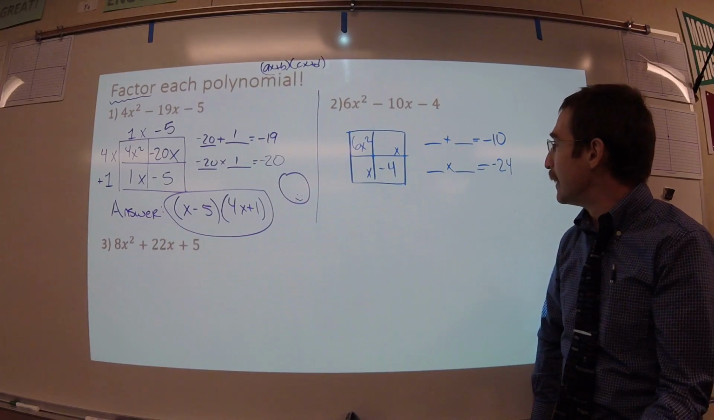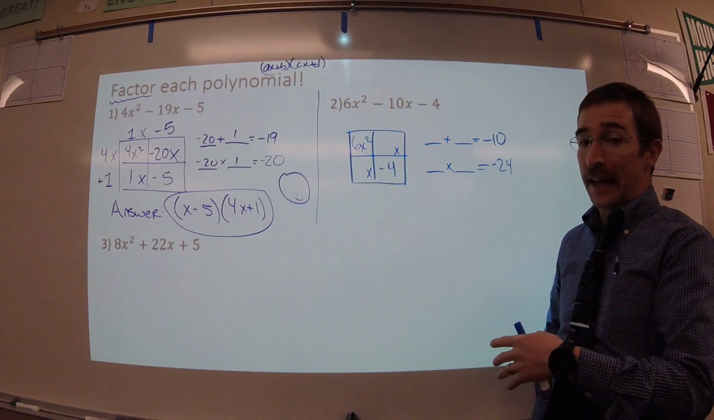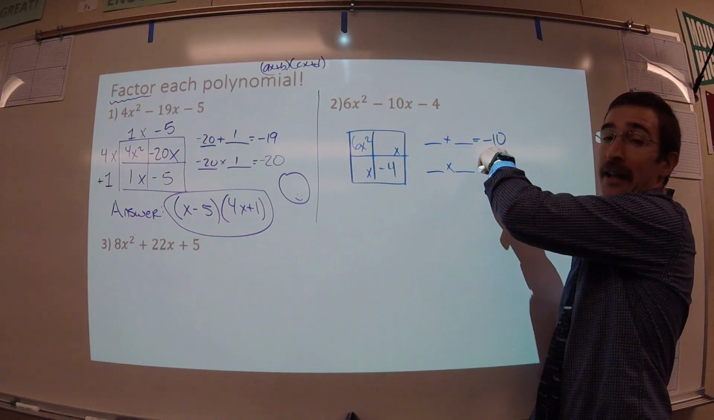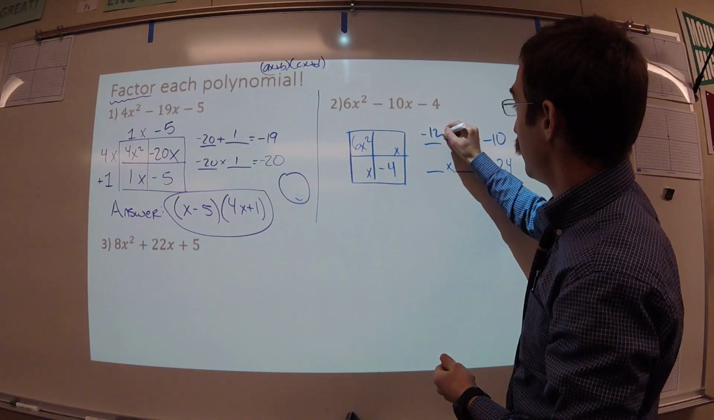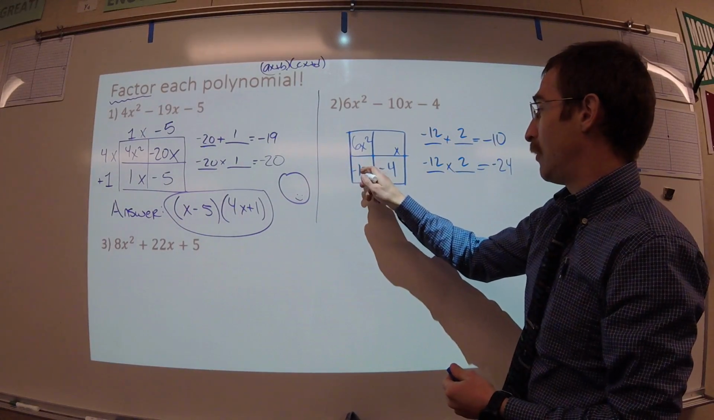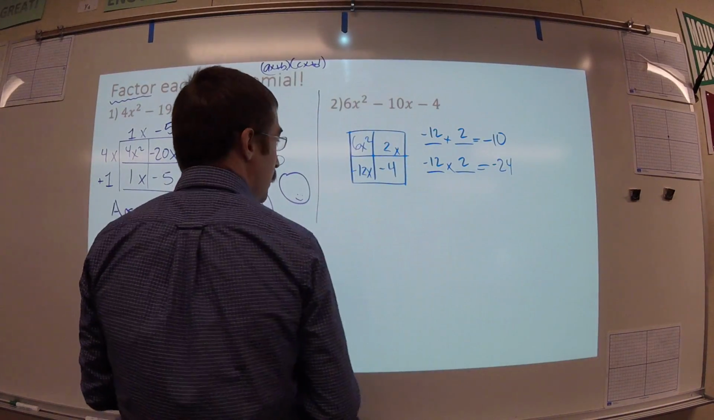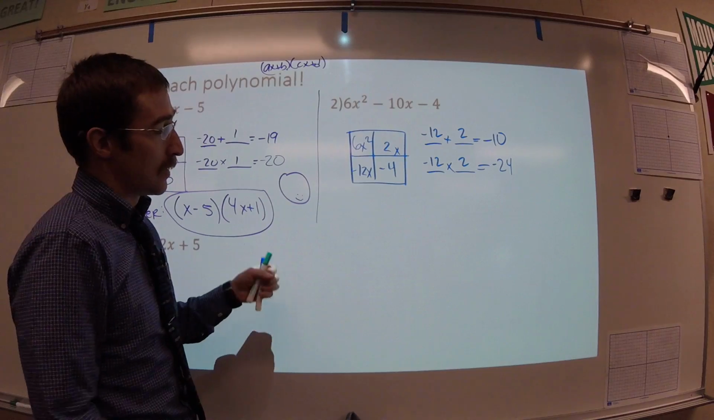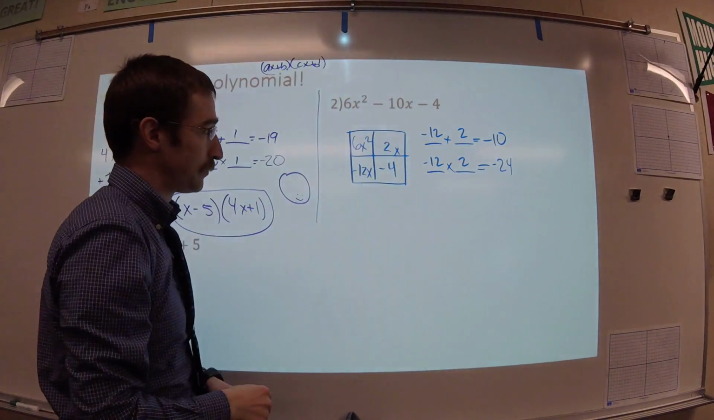24 and 1? Nah. 12 and 2. Which one should be positive? Which one should be negative? Well, they've got to add to a negative, so we're going to make the bigger number, the 12, the negative. So a negative 12 and a 2. So I have a negative 12x and a 2x. That lines up. That's nice. Those add to that. All right, cool.